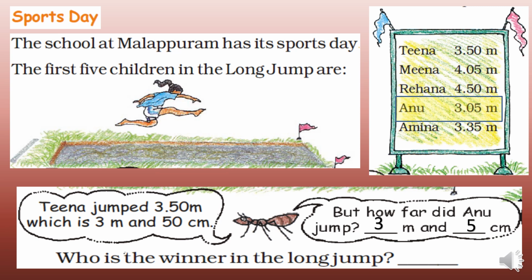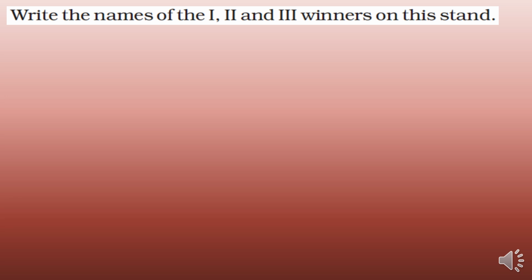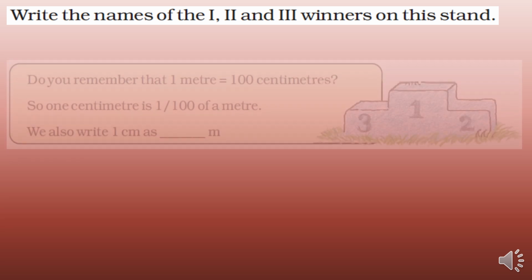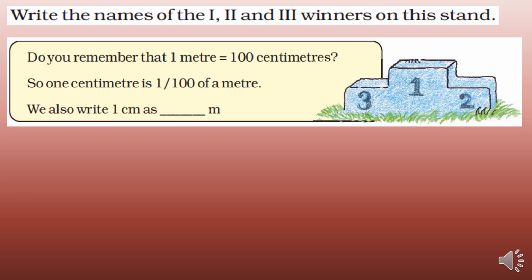So who is the winner in the long jump? So out of this winner board you can see that Rehana is the winner. She has jumped 4.50 meters. Write the names of the 1, 2 and 3 winners on this stand. So here is the stand. Let us write the names. So Rehana is first, Meena is second and Tina is third.